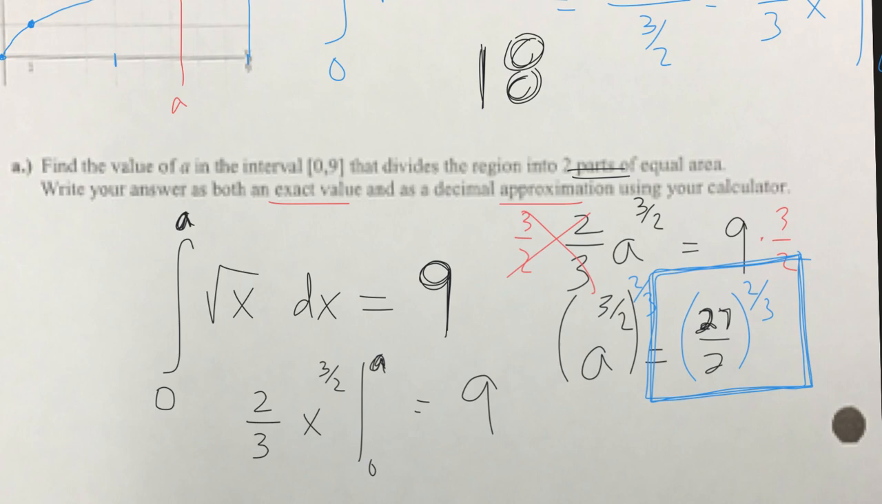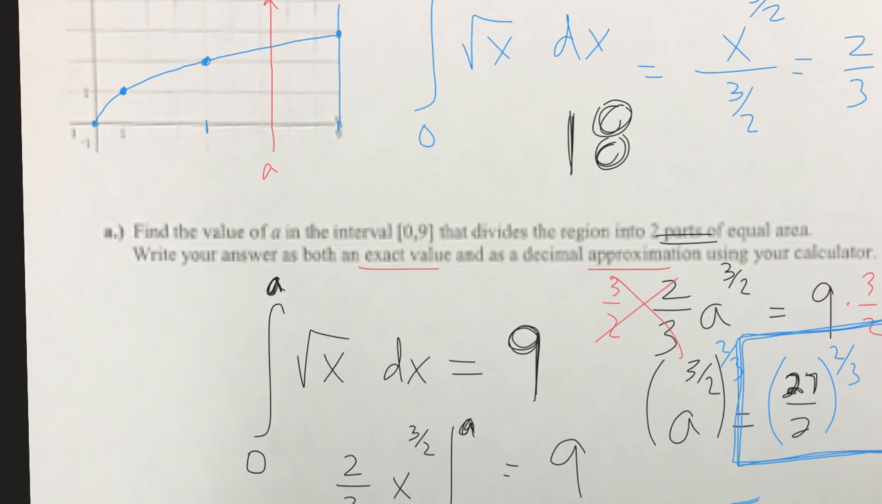Okay, but a decimal approximation, right? We can plug this into your calculator and see what it's going to be. So 27 halves raised to the 2/3 power. My calculator says 5.6696, so 5.670 when we round to 3 decimal places. Okay, so I believe that would be about right. Right, that would divide the area into two equal parts of 9.